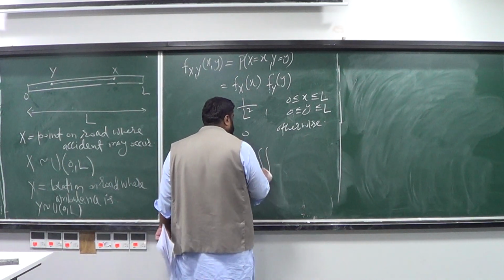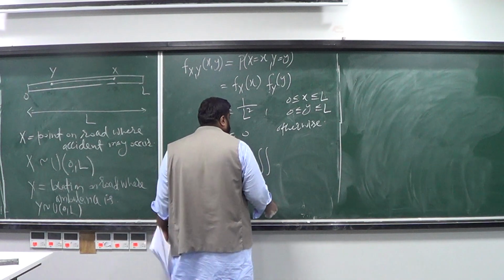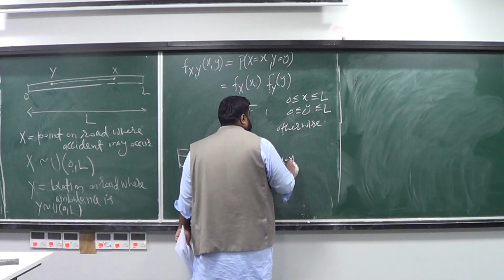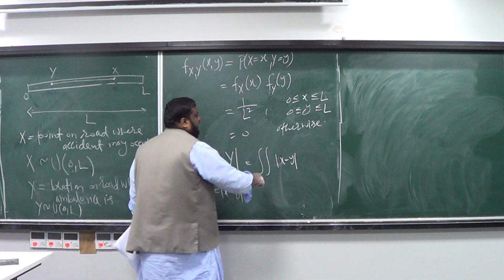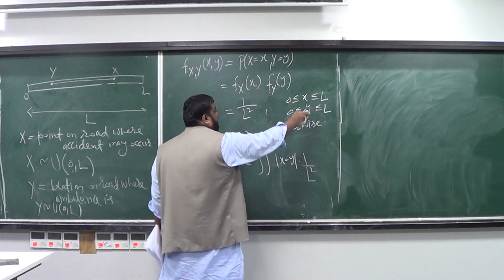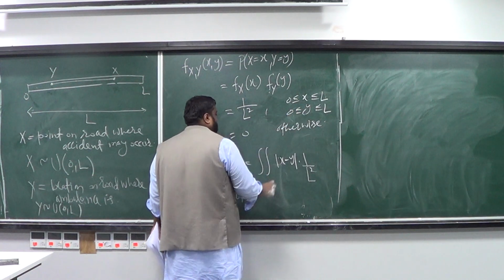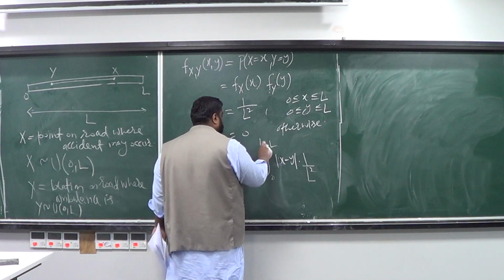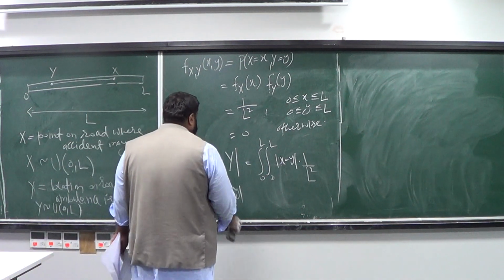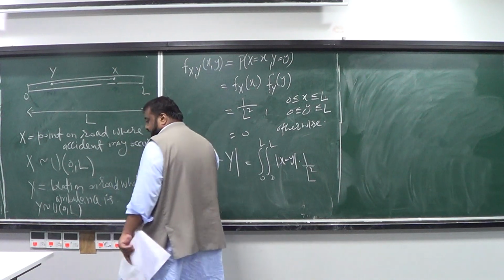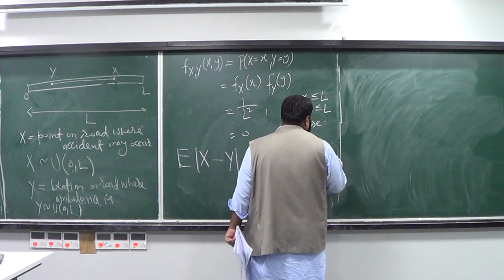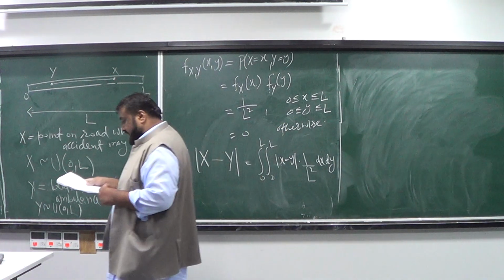So for computing this integral, let's integrate g of x, y, which is the absolute value of x minus y, times the PDF, which is 1 over L squared. But this PDF is only in this rectangle, 0 to L and 0 to L. Otherwise it's 0, so it will not contribute anything to the function. Then integrate with respect to x and with respect to y.